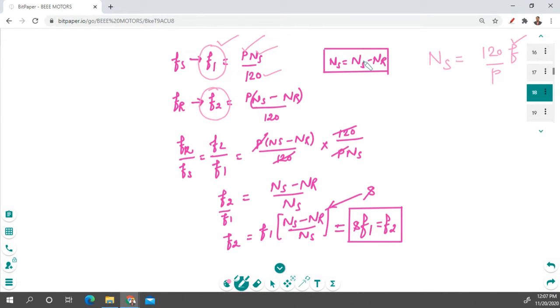Now how can we calculate this second frequency? We will put the synchronous speed formula into this equation. What is the synchronous speed formula? It is the synchronous speed minus the speed of the rotor, which is called the actual speed. We will put this value into this equation and rearrange it. By putting all the values right here, in this manner we can find out the second frequency.